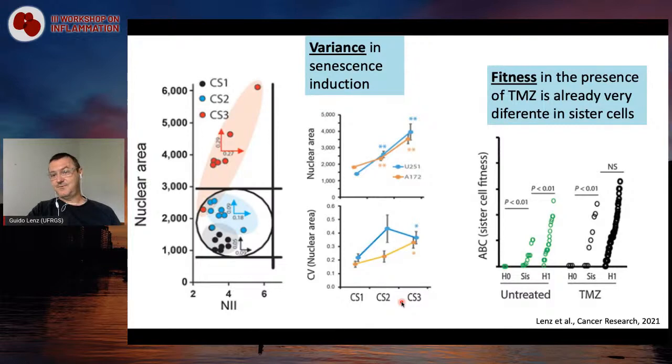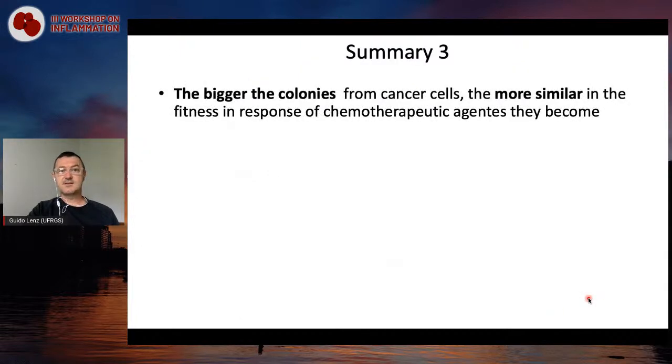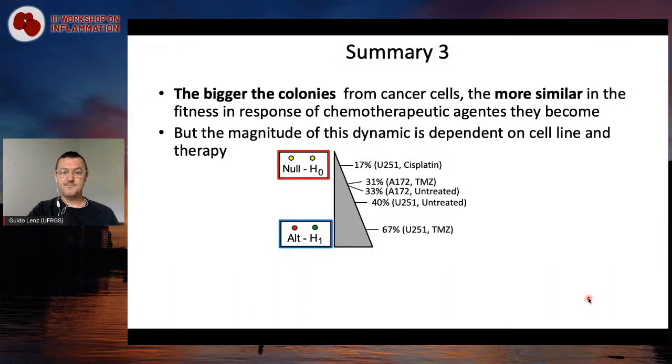Looking at fitness per se, which you already saw the experiment, we counted the number of descendants of sister cells, but this time in the presence of temozolomide, we saw that sister cells, surprisingly, are not different from randomly assembled cells when treated with temozolomide. So summarizing part 3, the bigger the colonies, the more similar they become in response to chemotherapy.